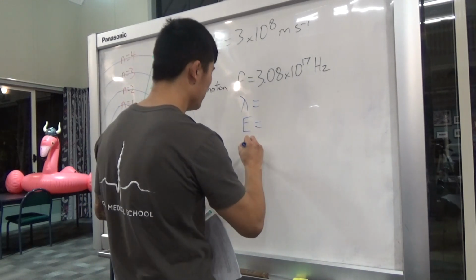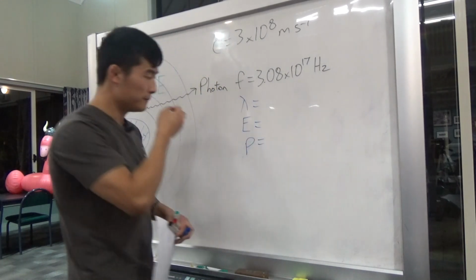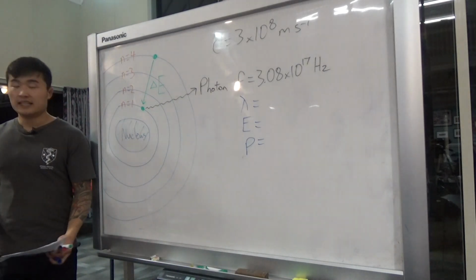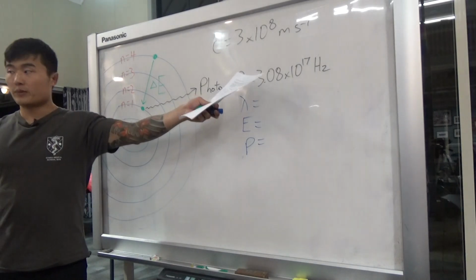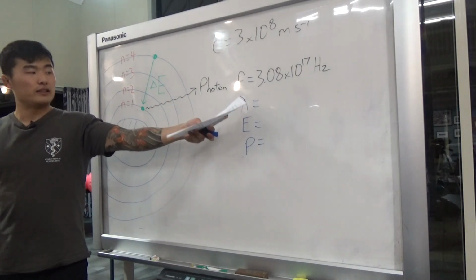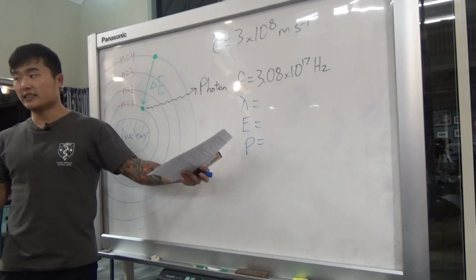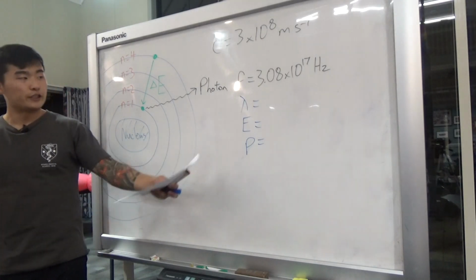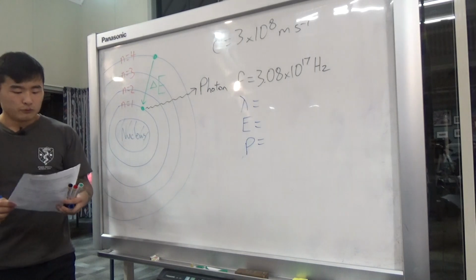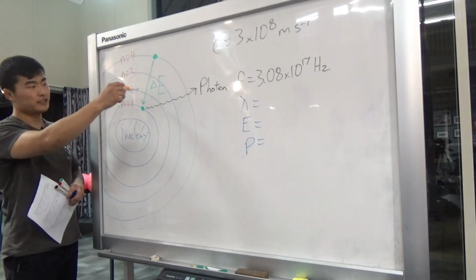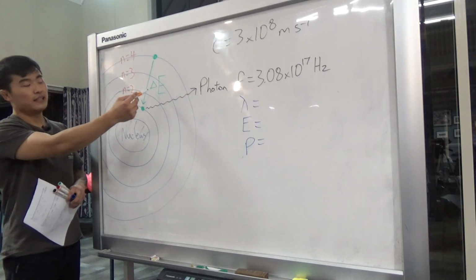Momentum. A photon can have all four of those things, and if you know just one of them, you can calculate the rest, because they're all interconnected by Planck's constant and the speed of light. So we want to find out the difference in energy of these two atomic energy levels, so we want to find out what delta E is.